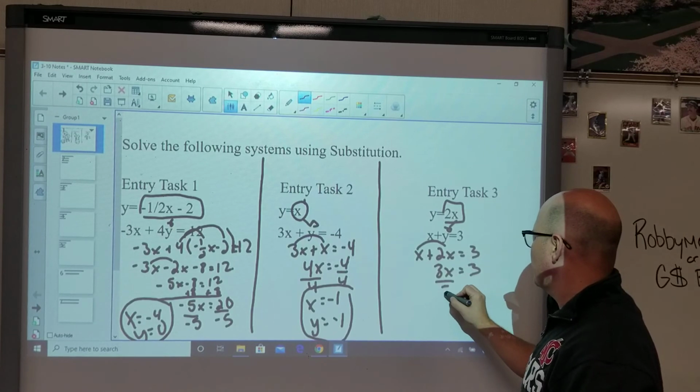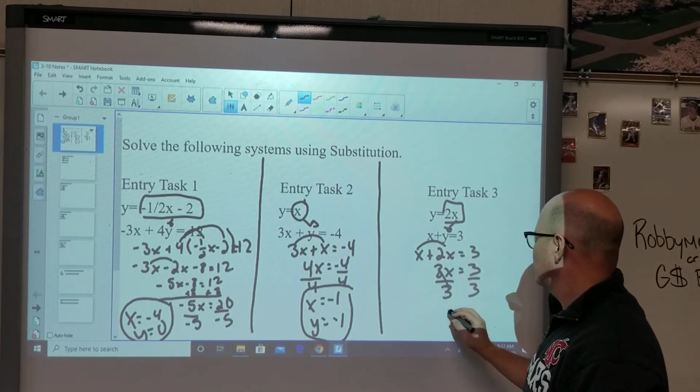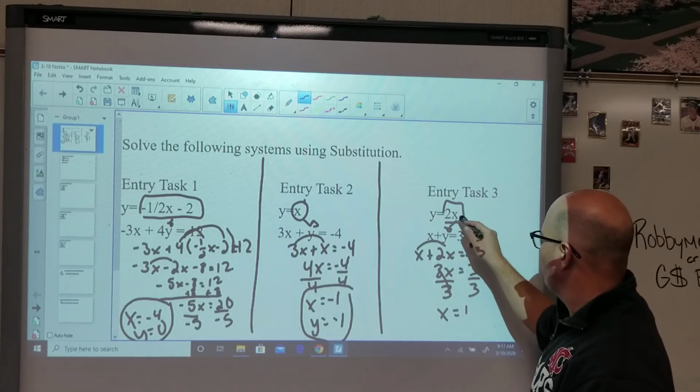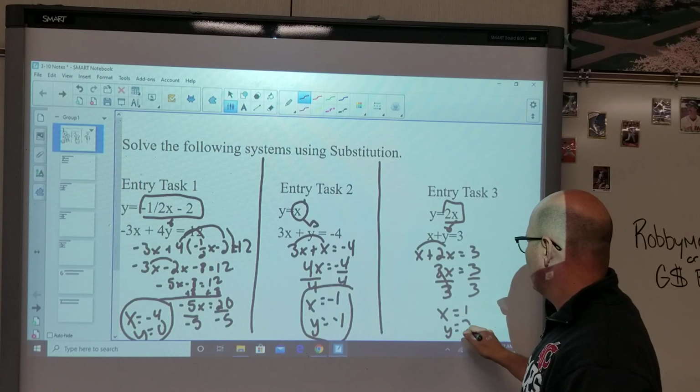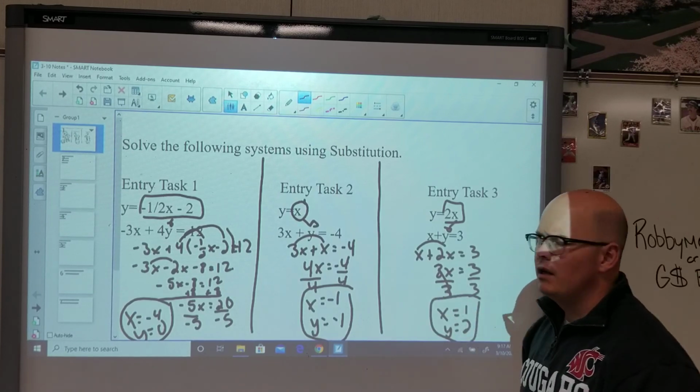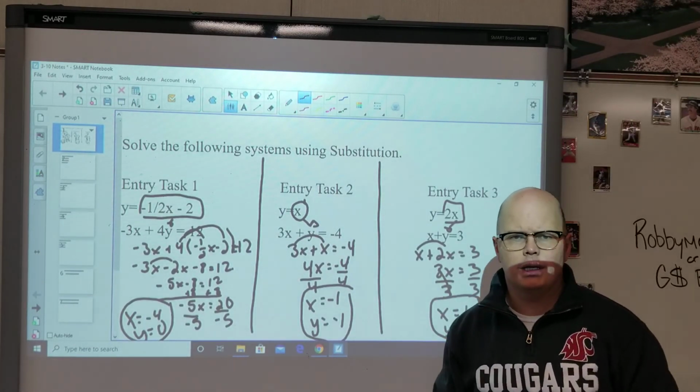Divide both sides by 3. That goes away, and I'm left with x equals 1. And then all I have to do is plug that 1 back into that equation. So 2 times 1 is 2, so y equals 2. Okay? And that was our entry task, so hopefully you guys had plenty of time to get that done.